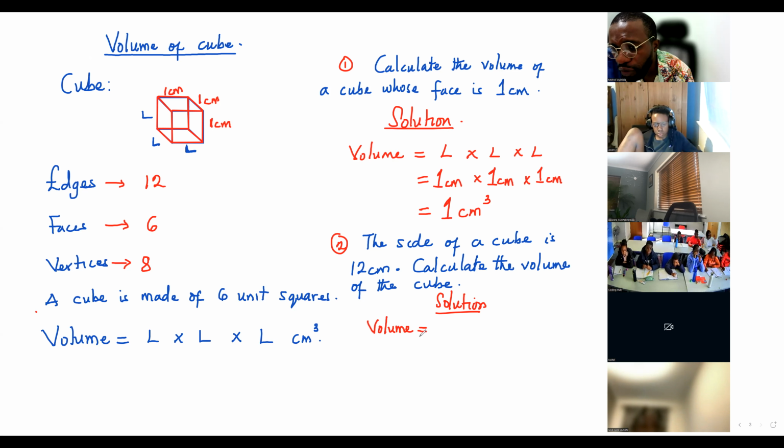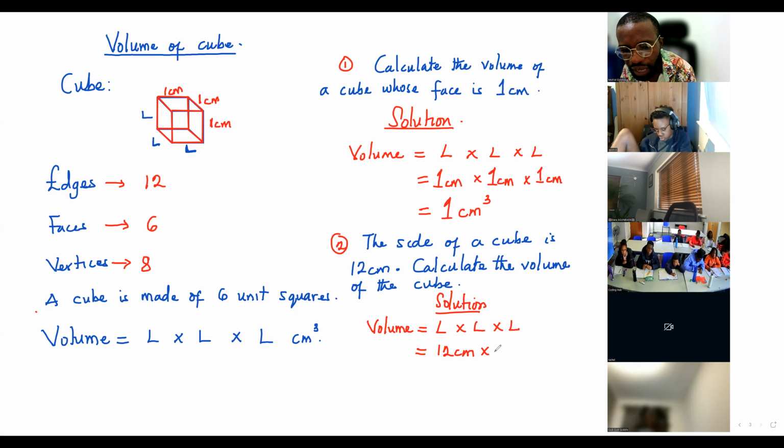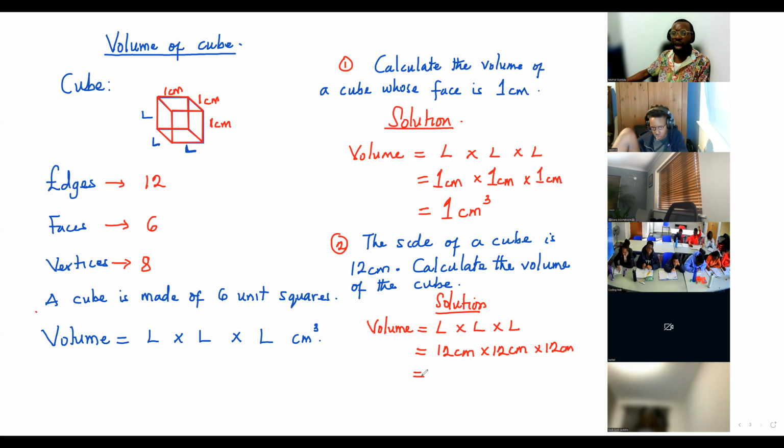What do we need to find the volume of a cube, Sophia? L times L times L. And L here is 12 cm. So 12 cm times 12 cm times 12 cm. So what would that be? Everyone work it out. 12 times 12 times 12.